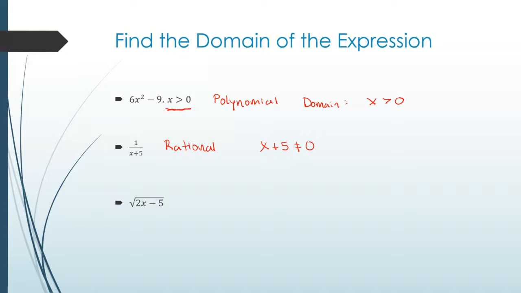So if x is negative 5, we'd have negative 5 plus 5, which would be 0. So x cannot equal negative 5 because that will make that 0, and it's not allowed to be 0. So our domain is basically all numbers except negative 5.